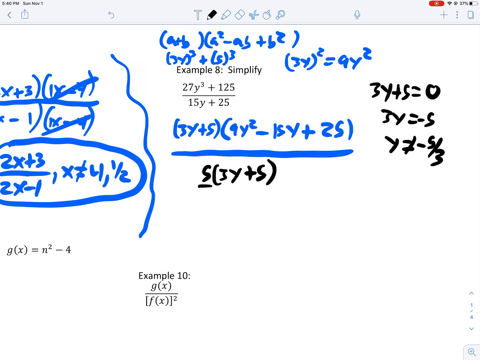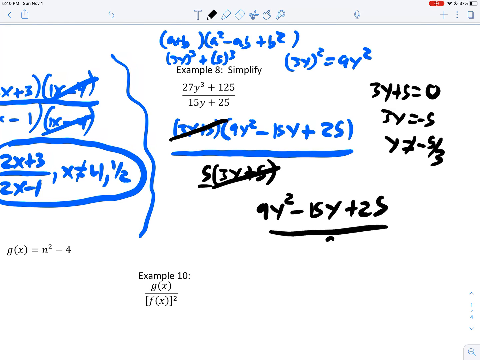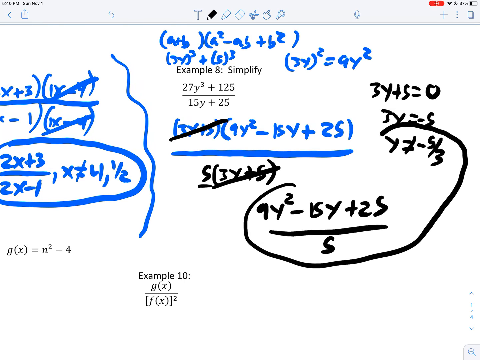So do notice common factors. The 3y plus 5's reduce. So you get 9y squared minus 15y plus 25 all over 5. And you might be thinking, oh, maybe I can factor the trinomial. Nope, we cannot. Remember, sum and difference of cubes, that trinomial can never be factored. So this would be your simplified answer.